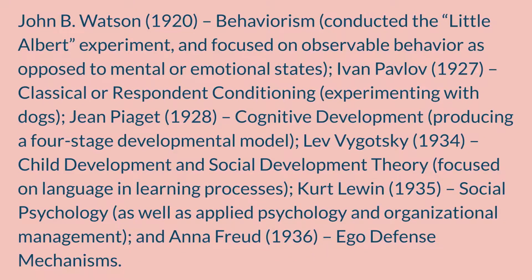John B. Watson, 1920. Behaviorism, conducted the Little Albert experiment and focused on observable behavior as opposed to mental or emotional states. Ivan Pavlov, 1927. Classical or respondent conditioning, experimenting with dogs. Jean Piaget, 1928. Cognitive development, producing a 4-stage developmental model. Lev Vygotsky, 1934. Child development and social development theory, focused on language and learning processes. Kurt Lewin, 1935. Social psychology, as well as applied psychology and organizational management. And Anna Freud, 1936. Ego defense mechanisms.